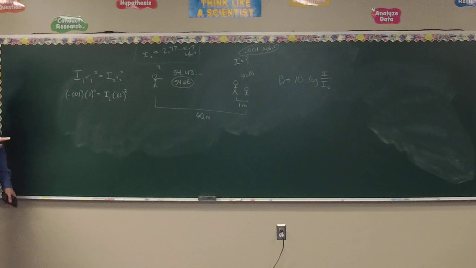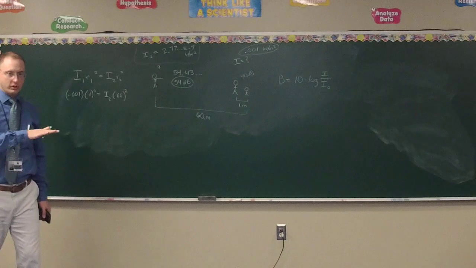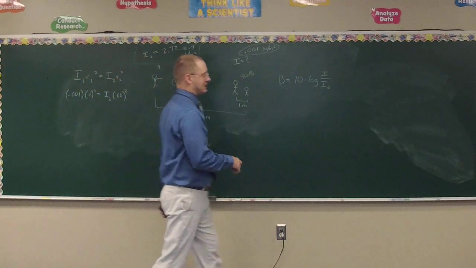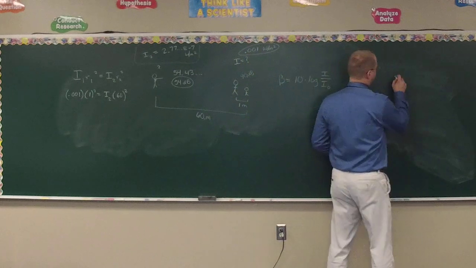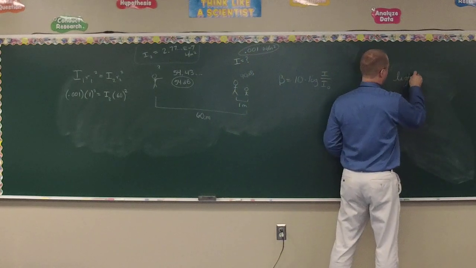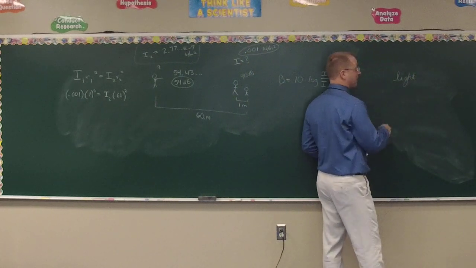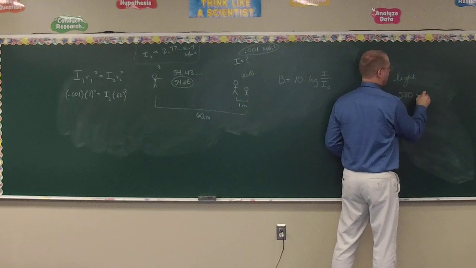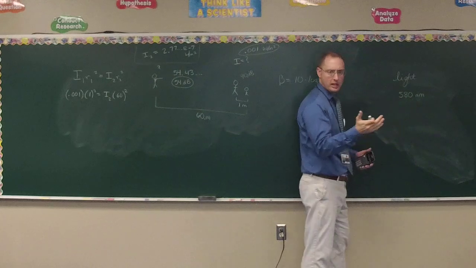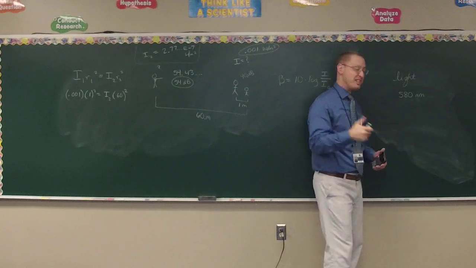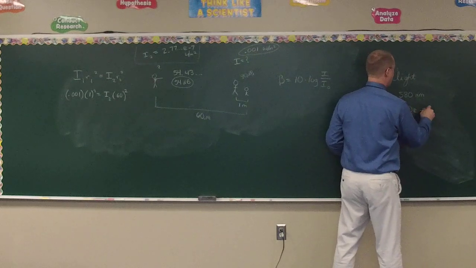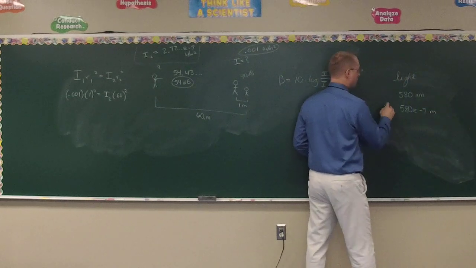Oh. All right, while he's working on that, we feel good on the chapter 17 math. All right, what if we have light with a wavelength of, let's say, 580 nanometers? Well, what is nano, by the way, to remember? E negative 9, right? So this is 580 E negative 9 meters. That's the wavelength.